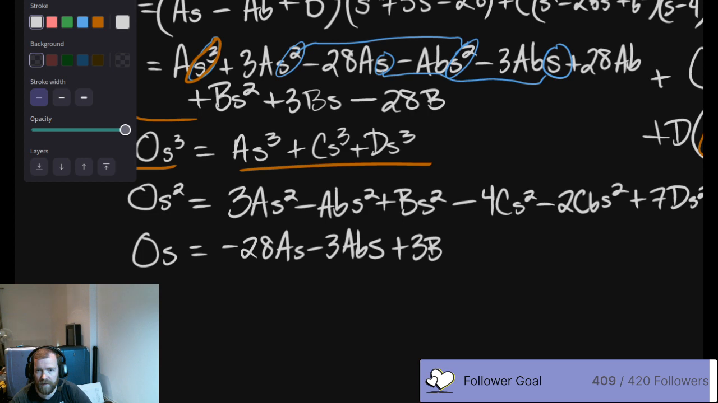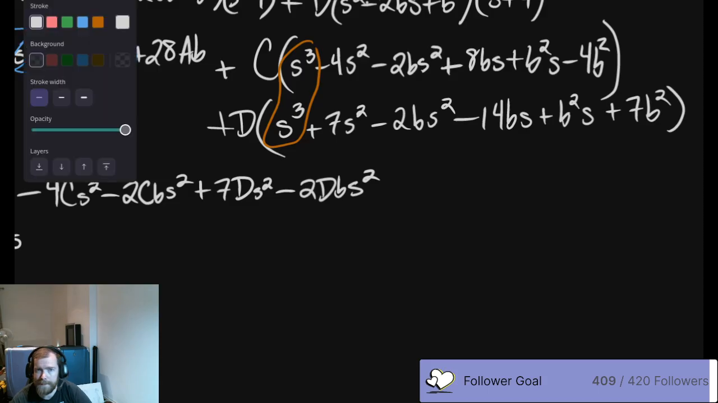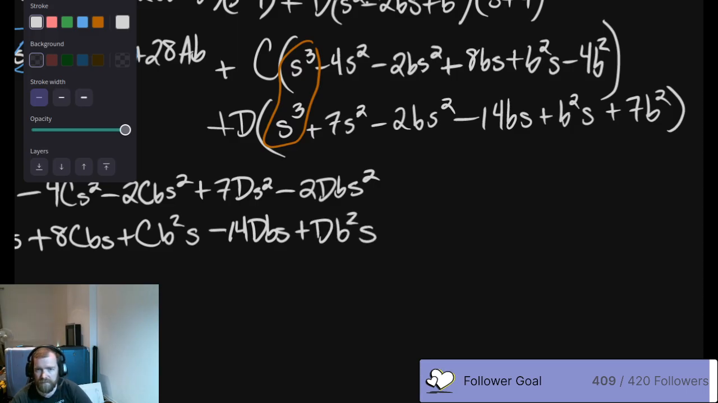plus 3 big B s plus 8c lowercase b s plus big C lowercase b squared s plus, this is going to be a minus 14 big D little b s plus big D little b squared s.